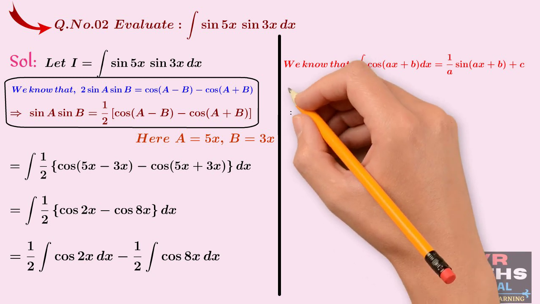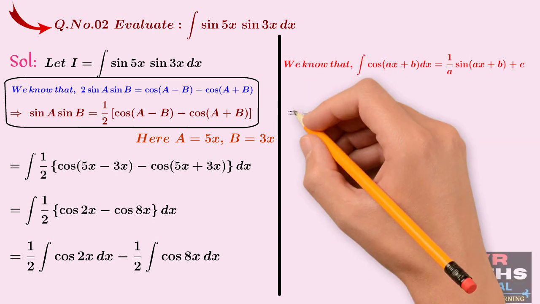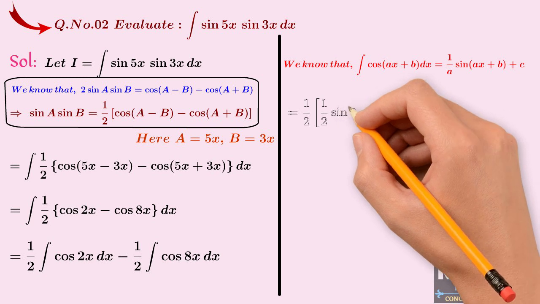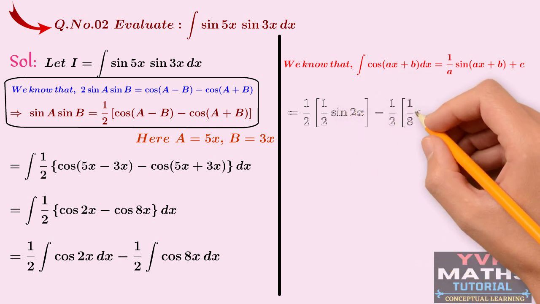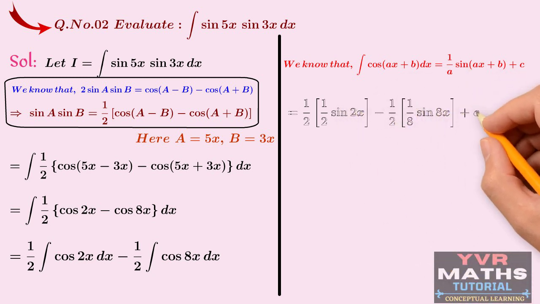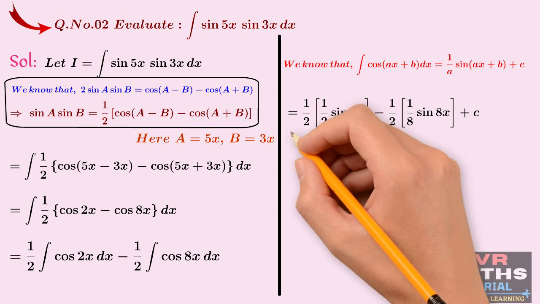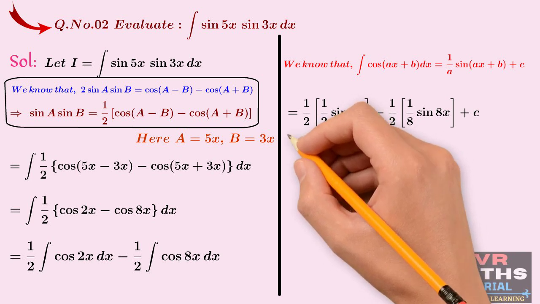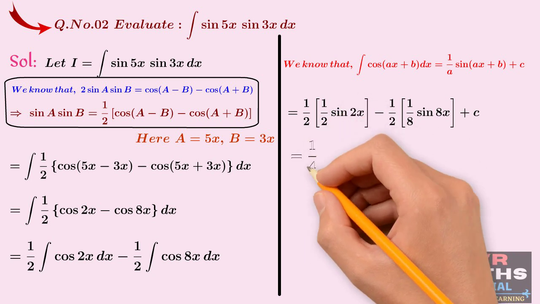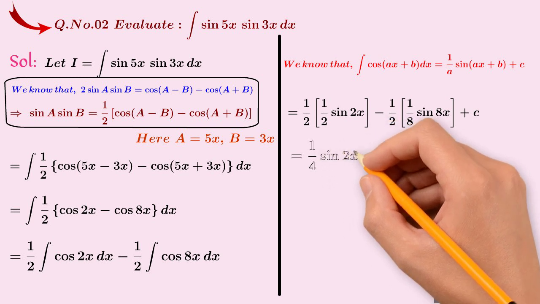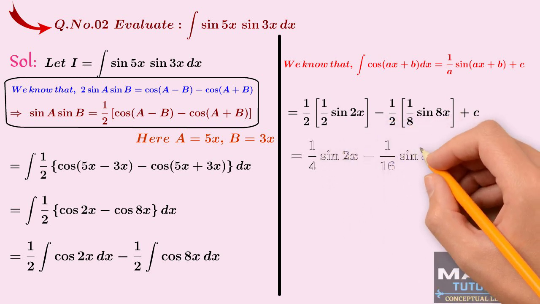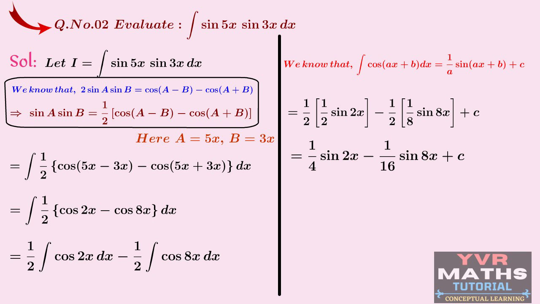So by applying this formula, what you will get? See here, in the next step, 1 by 2 into 1 by 2 sin 2x minus 1 by 2 into 1 by 8 sin 8x plus c. If we simplify this one, then the final step is 1 by 4 into sin 2x minus 1 by 16 into sin 8x plus c. So this is the final answer for the given integral. So this is the actual process to get the answer for the given integral.